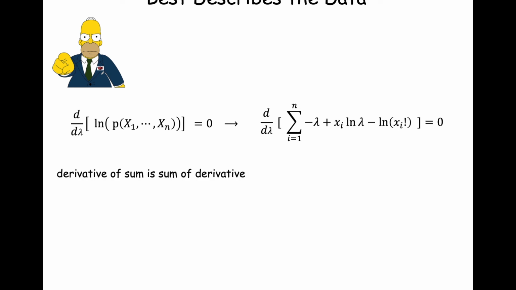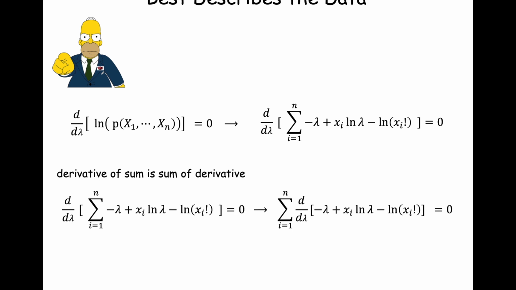And so the derivative of the sum is the sum of the derivatives. So we bring that derivative inside of that summation, and we get the sum i goes from 1 to n of d/dλ of our expression, minus λ plus x_i ln λ minus ln of x_i factorial. All of that equal to zero.